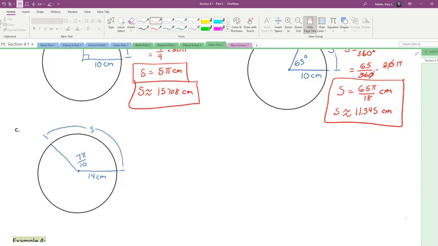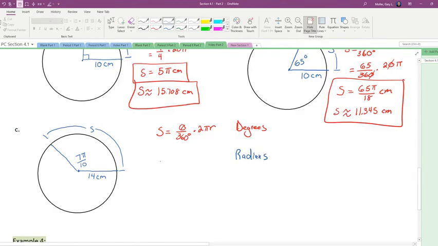So if we think about our process here, again, arc length is theta divided by 360 degrees times 2 pi r. That only makes sense if you're talking about theta in degrees. The 360 degrees doesn't make a lot of sense if we're talking radians. So let's now talk about how this would change with radians.